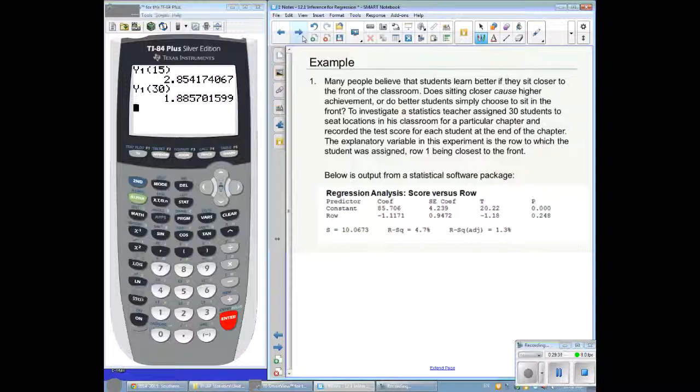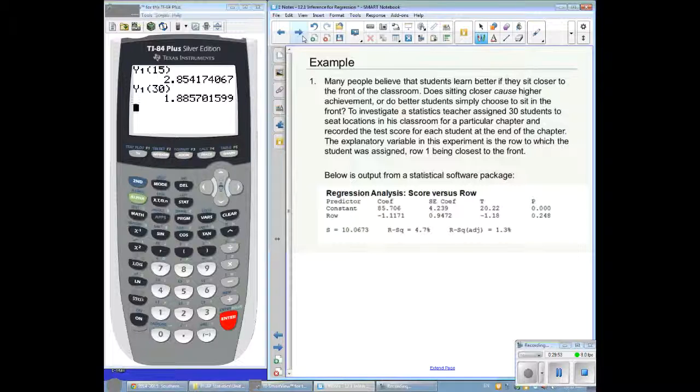To investigate, a statistics teacher assigned 30 students to seat locations in his classroom for a particular chapter and recorded the test score for each student at the end of the chapter. The explanatory variable in this experiment would be the row to which the student was assigned, where row 1 is in the front. So it says that this is an experiment.